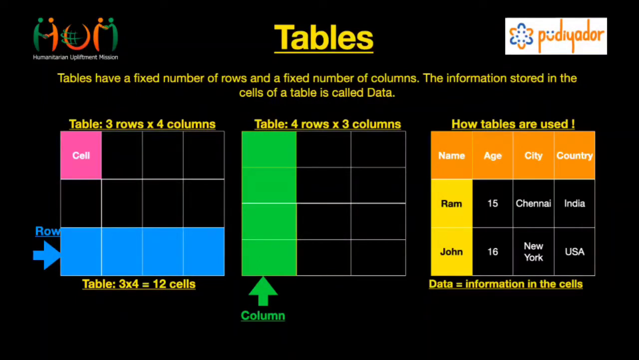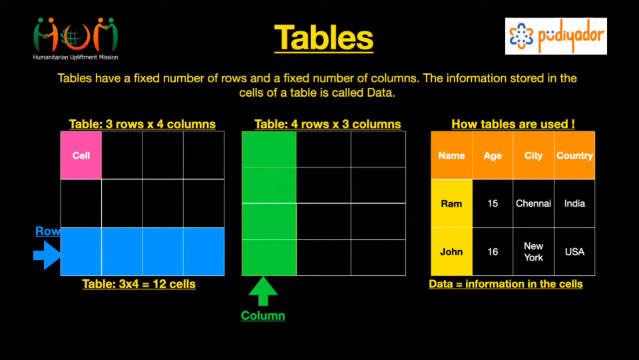Tables can be used to capture information. And you can have a titled row on top. The titled row on top says what each column is for. For example, the first column with Ram and John, the title of that column is name. The second column, which gives the ages 15 years and 16 years, the title of that column is age. The third one, the title is city, and the fourth one, the title is country.